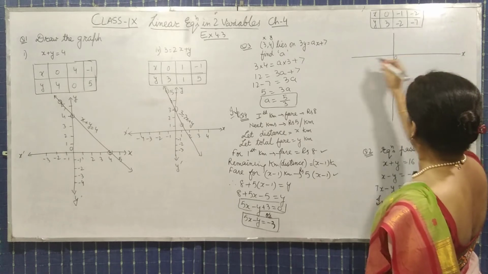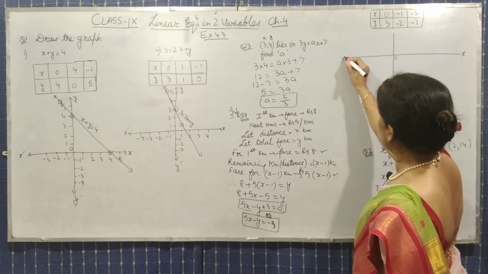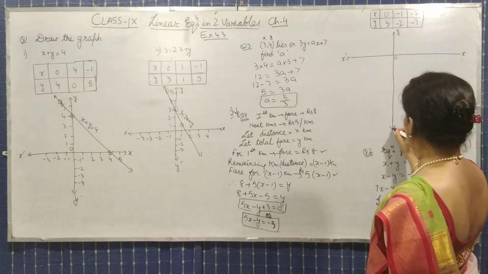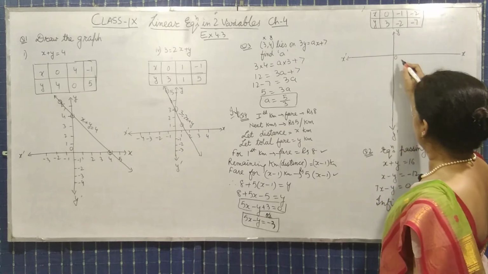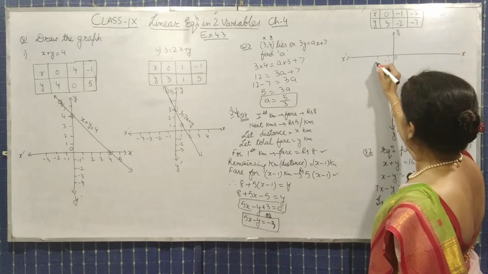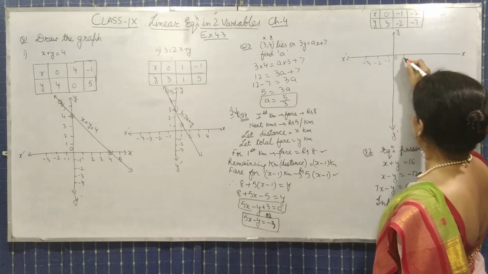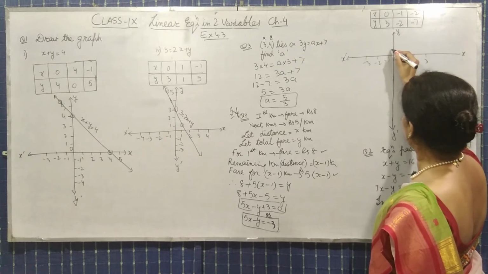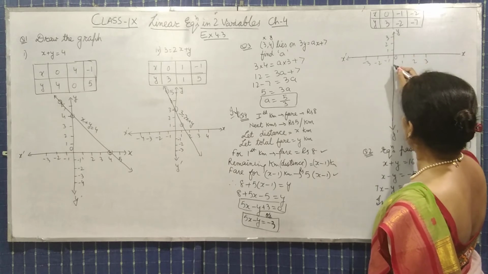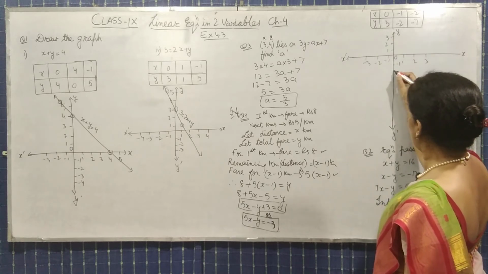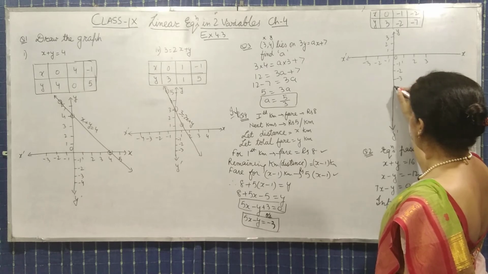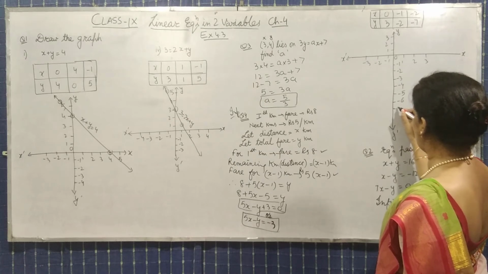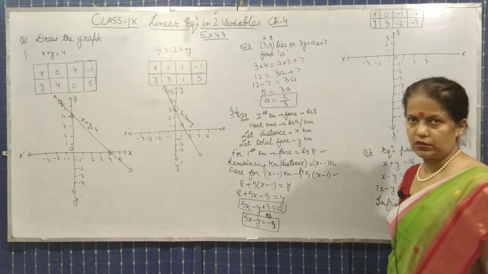Mark 0, x dash. Don't forget to write these things also. Y dash. Now minus 1, minus 2, minus 3, 1, 2, 3. Here you can take 1, 2, 3. Since it goes up to minus 7, we will try to take it up to minus 7 or minus 8, like this.